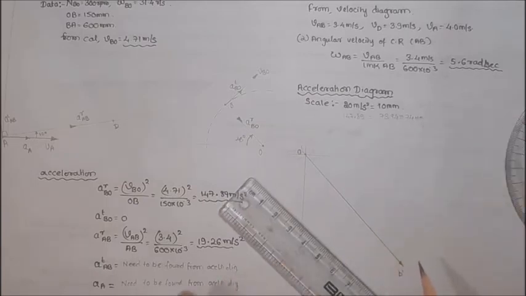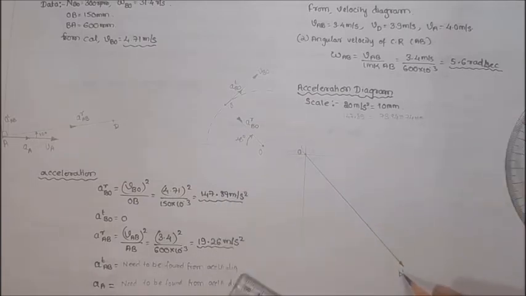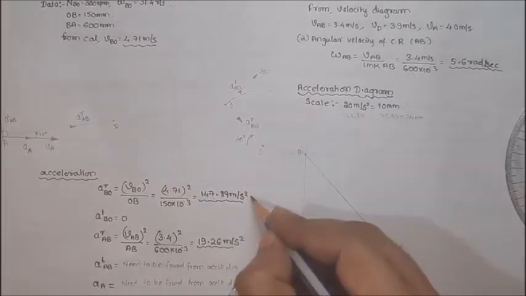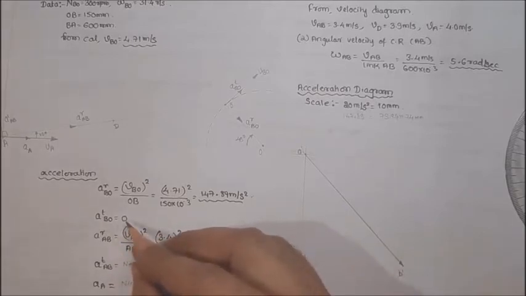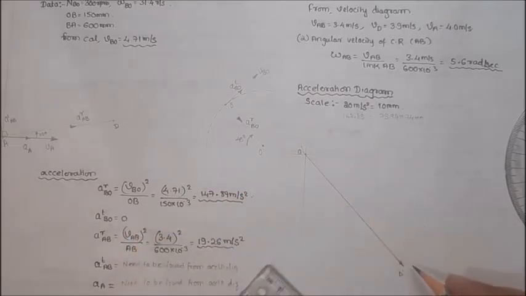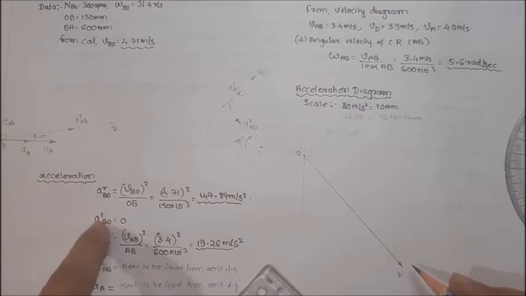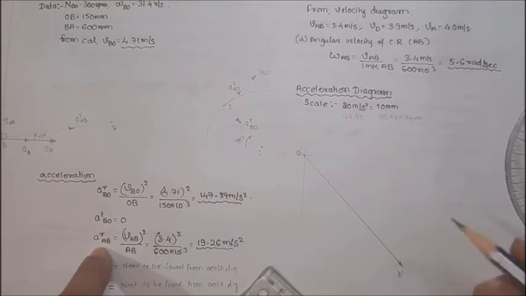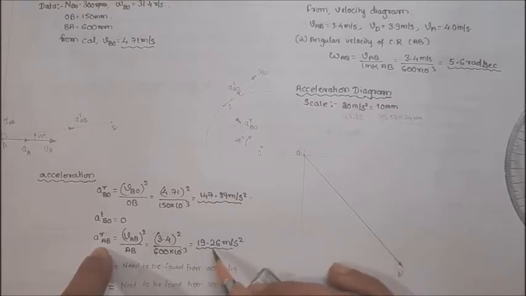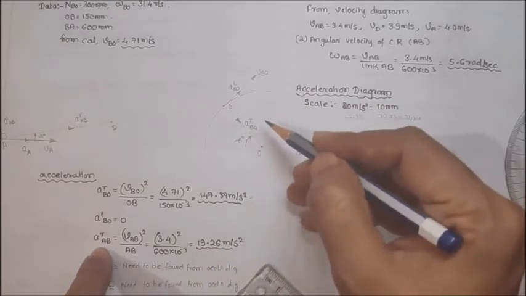We got it. Next, at point B, this is over, but at this particular point we don't have any magnitude, neither any direction. So the tangential acceleration of B with respect to O will be 0. It will be there itself only. Next we have to do the radial component of AB. The value of that one is 19.26.